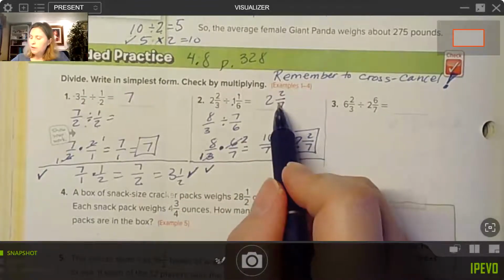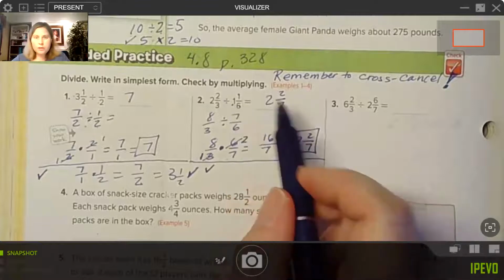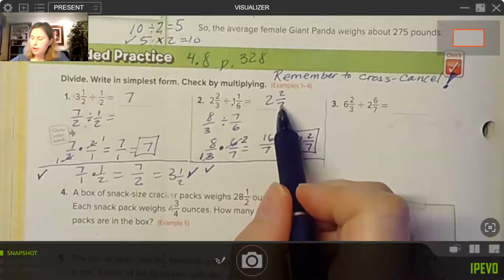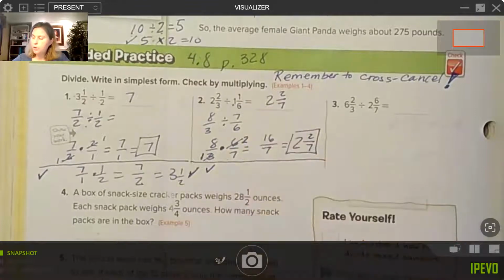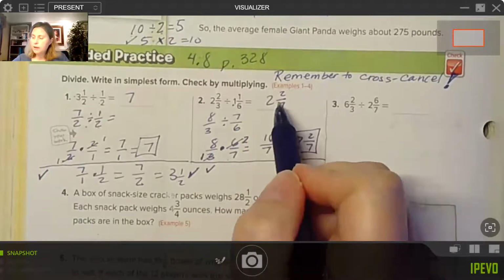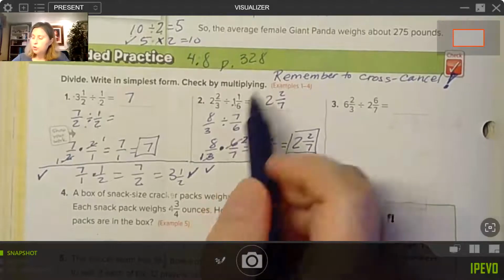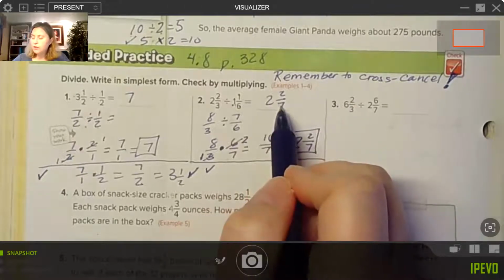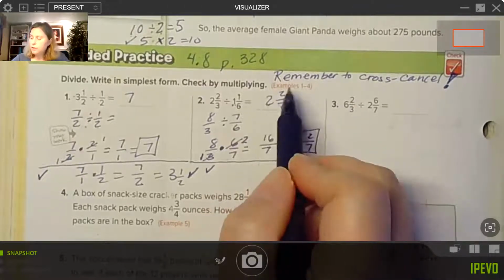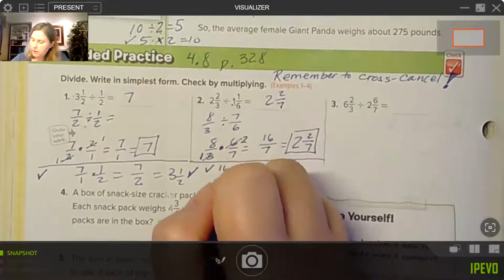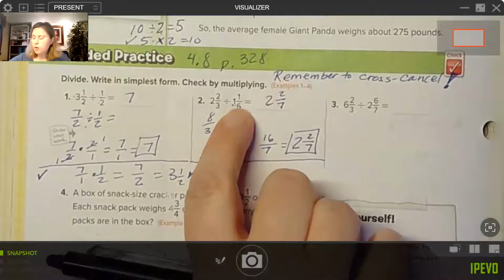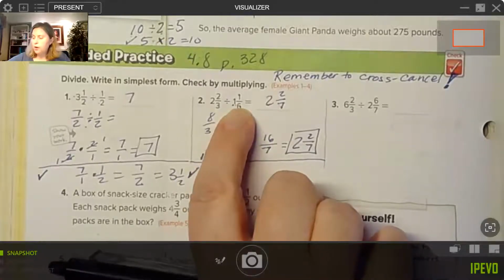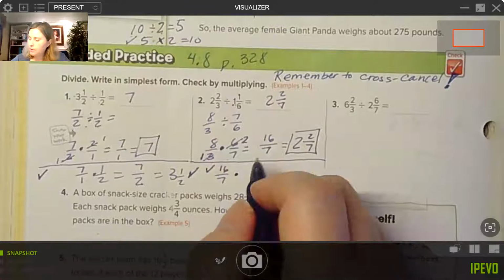2 2/7 times 1 1/6. So the 2 2/7, let's write that as an improper fraction. We only have a little bit of room here, so let's do that from here to there. 2 times 7 is 14, plus 2 is 16. So 16/7 times 1 1/6. 1 times 6 is 6, plus that 1 is 7. So times 7/6.